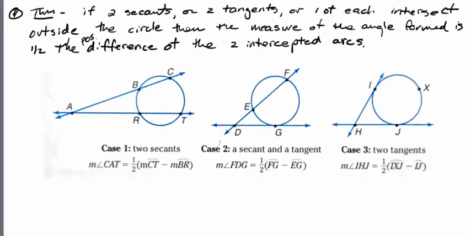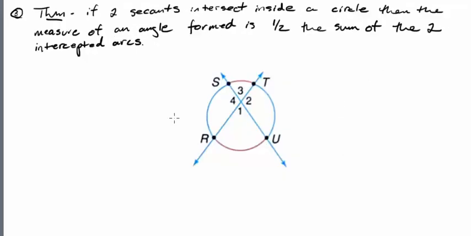I skipped one. So the second theorem: if two secants intersect inside a circle, then the measure of an angle formed is half the sum of the two intercepted arcs. So here in this diagram, we have two secants. We have line RT and we have line SU. Both of them intersect this circle at 2 points, and those two secants are themselves intersecting inside the circle.